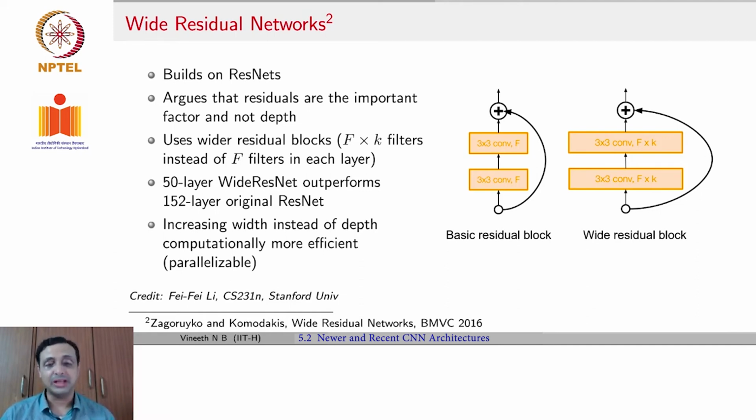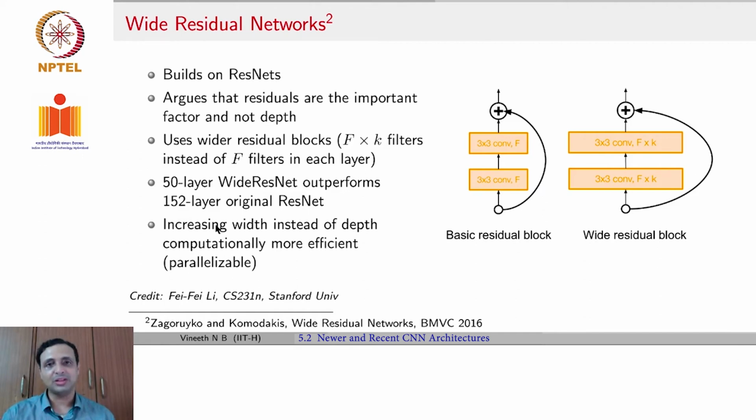To study that hypothesis, they increased the width of each residual block by multiplying the number of filters k-fold. In the basic residual block, if you had two 3x3 convolutions with f filters each, or f feature maps each, that's again, if you recall, the depth of the output of each layer, they increased each of them k-fold and made it fk and fk. And they showed that with this increase of width in each residual block, a 50-layer wide ResNet could outperform a 152-layer original ResNet.